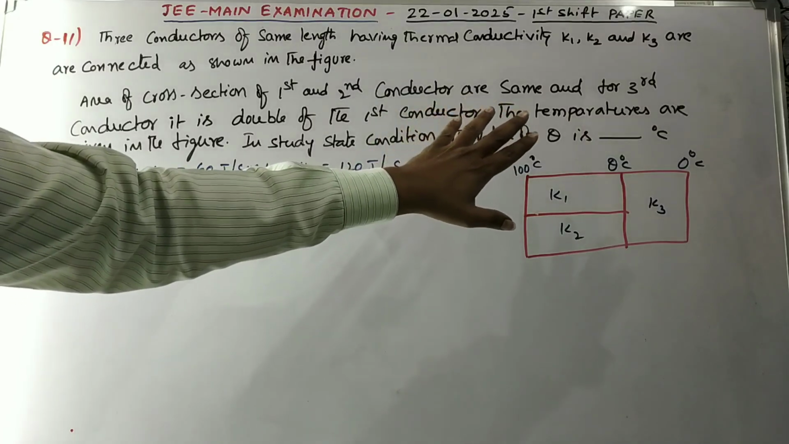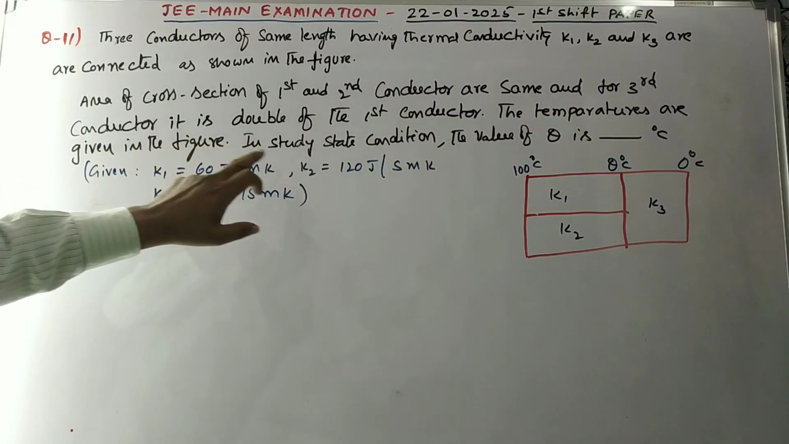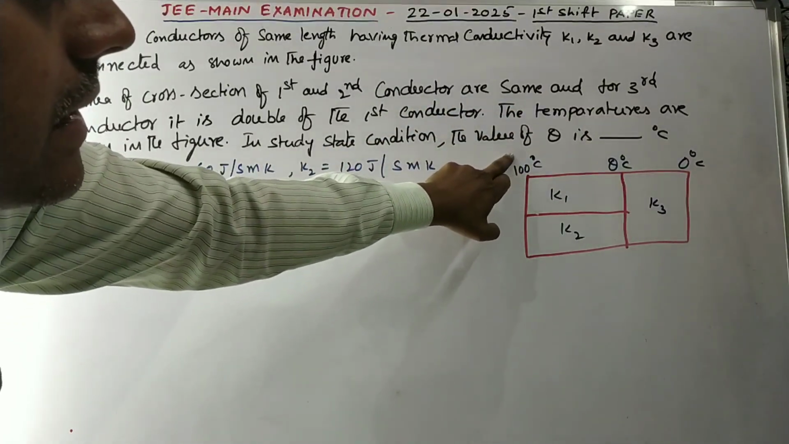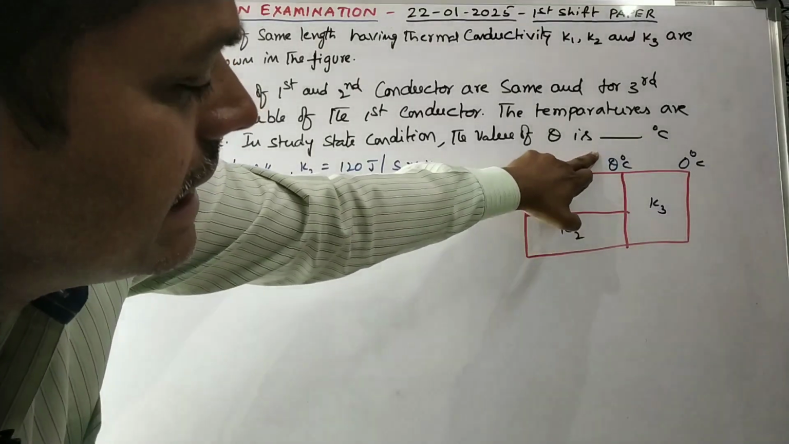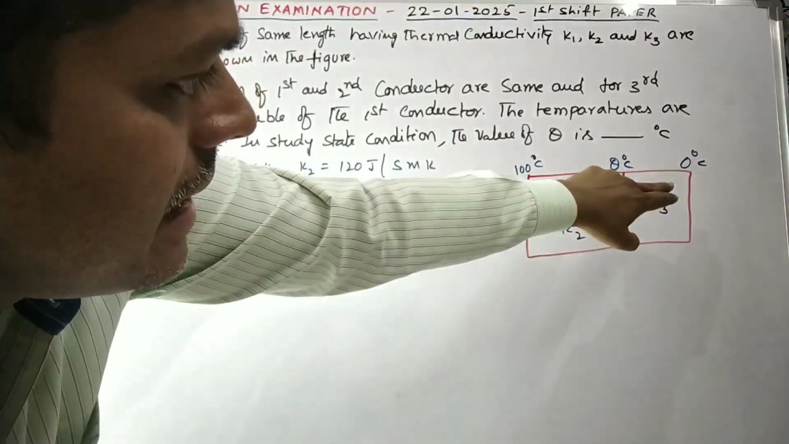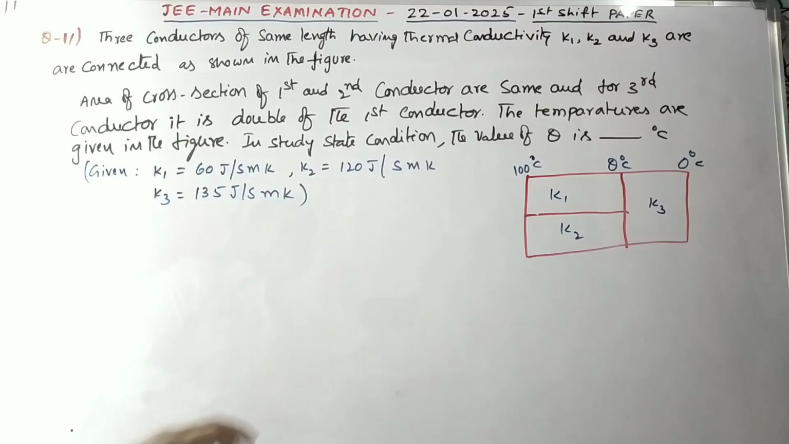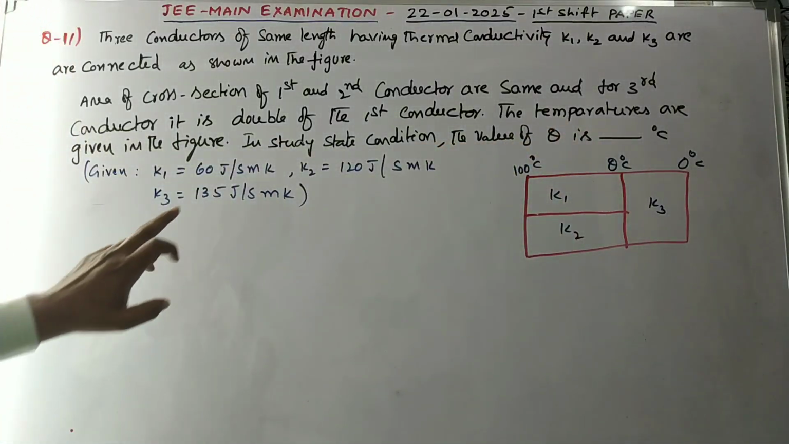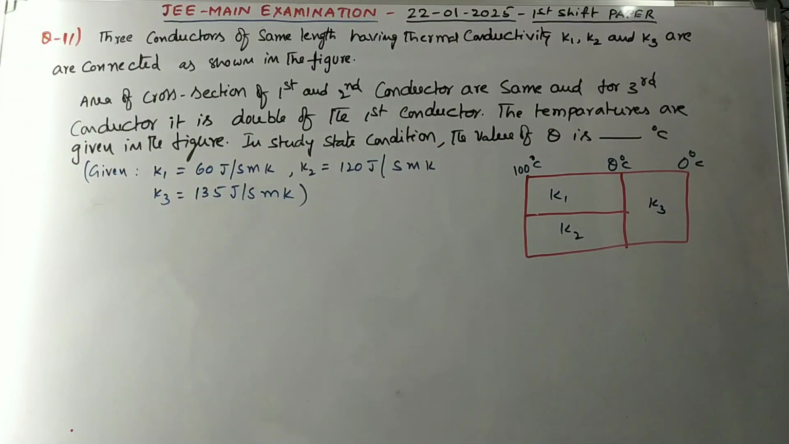The temperatures are given in the figure. This end is maintained at 100 degrees Celsius, the junction is maintained at theta degrees Celsius, and the other end is maintained at 0 degrees Celsius. The value of theta in steady state condition is what?